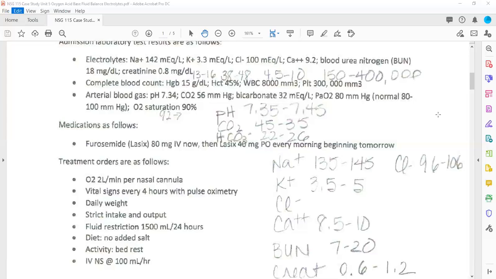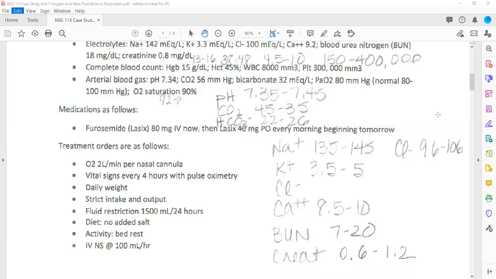So let's look at our treatment orders. We've got O2, 2 liters per minute per nasal cannula, and our patient's already on that. So maybe when he came from the ER they put him on 2 liters, and this means we want to continue that. Vital signs every 4 hours with pulse oximetry. So we want to continue to assess his vital signs and oxygen capacity. But remember, we don't need an order to check vital signs.